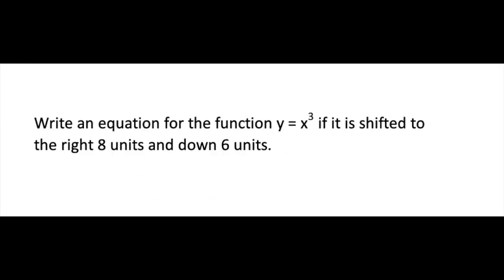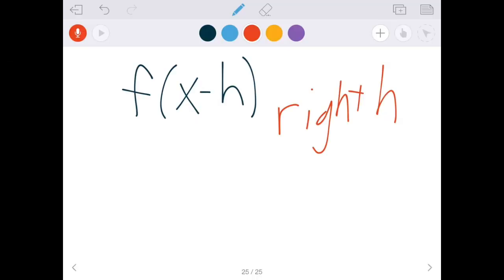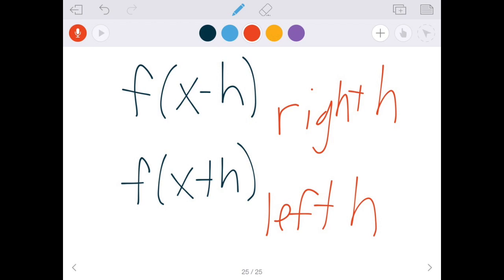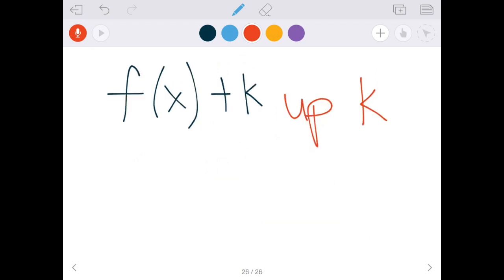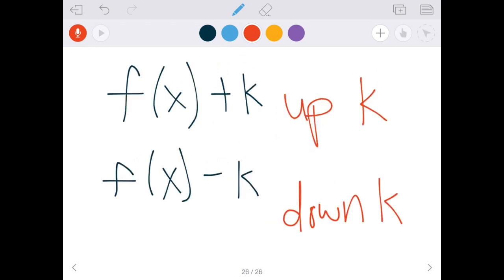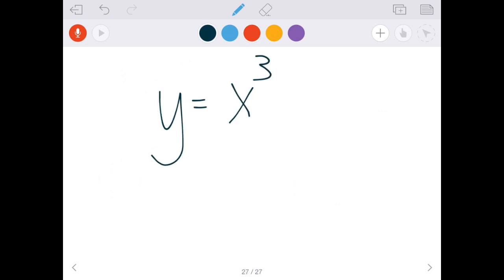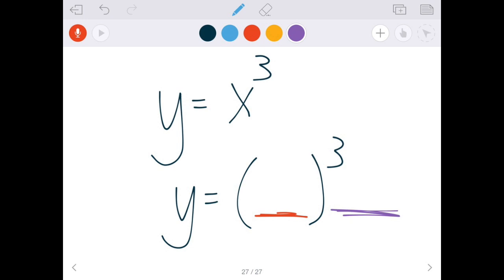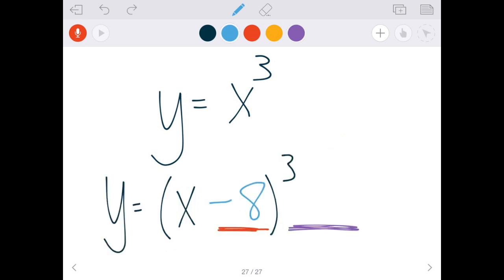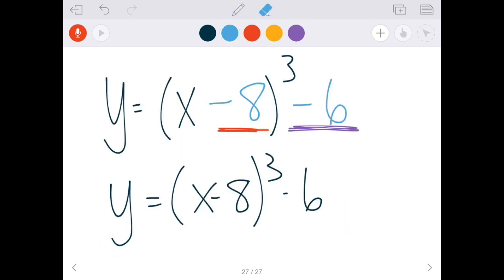Here we're just going to do the translation of the function, and we can do this with any function. Inside the function is a horizontal translation, and you do the opposite of what it says. Outside the function is a vertical translation, and you do what it says. We're going to use that function. If we want to go right 8, we got to put minus 8 inside the function. And if we want to go down 6, we got to put minus 6 outside the function.